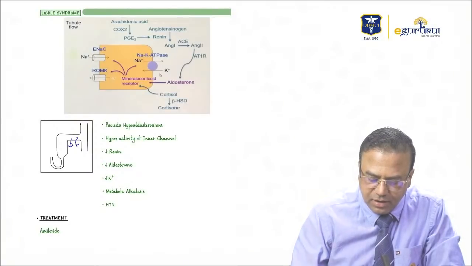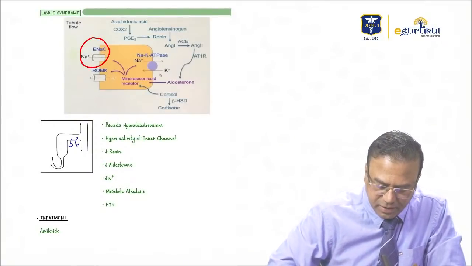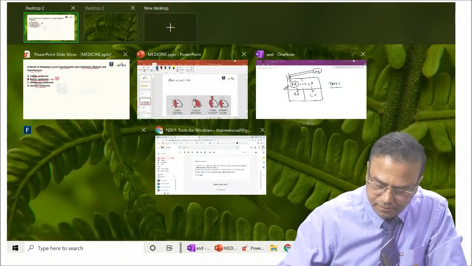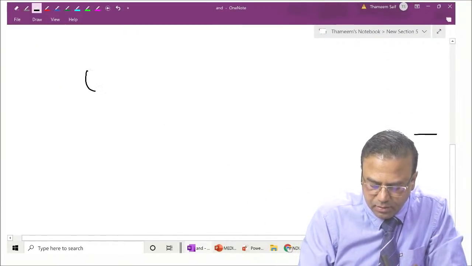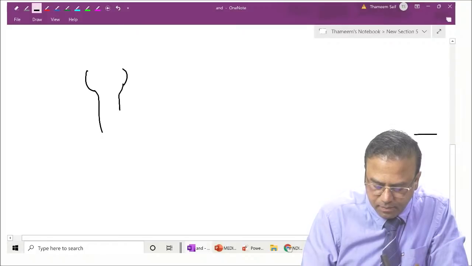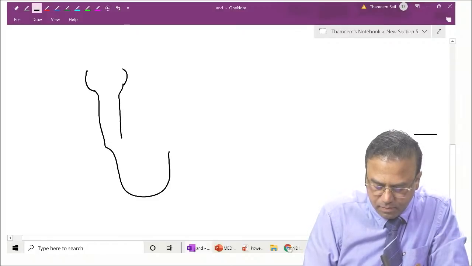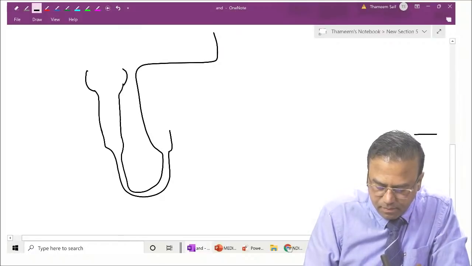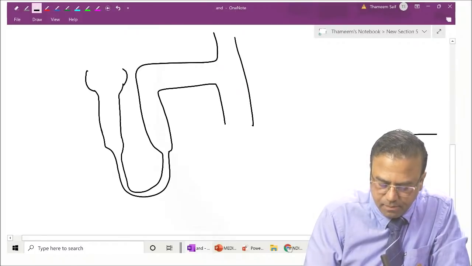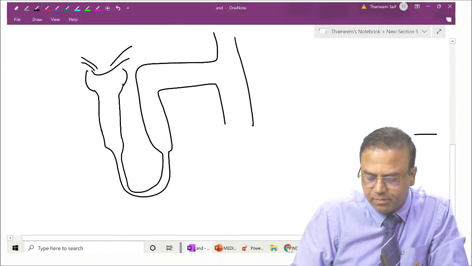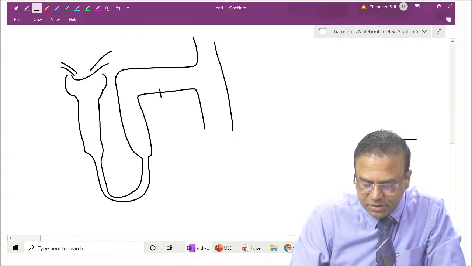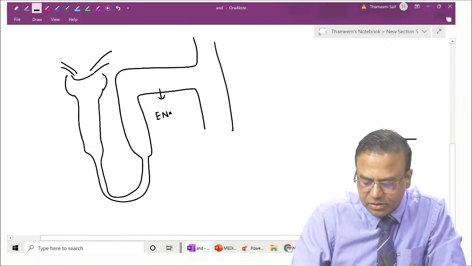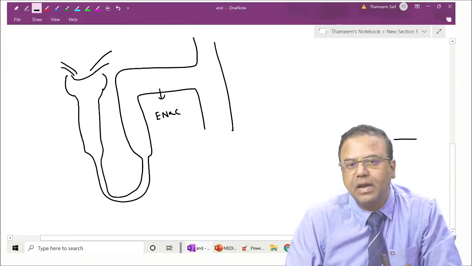As we've covered in the classes, I'm showing the same diagram, but if you want, I can explain it again. Here is a rough schematic diagram, just to explain the events that are happening in patients with Liddle syndrome. In Liddle syndrome, the ENaC channel, which is normally activated to some extent by aldosterone, is hyperfunctioning.